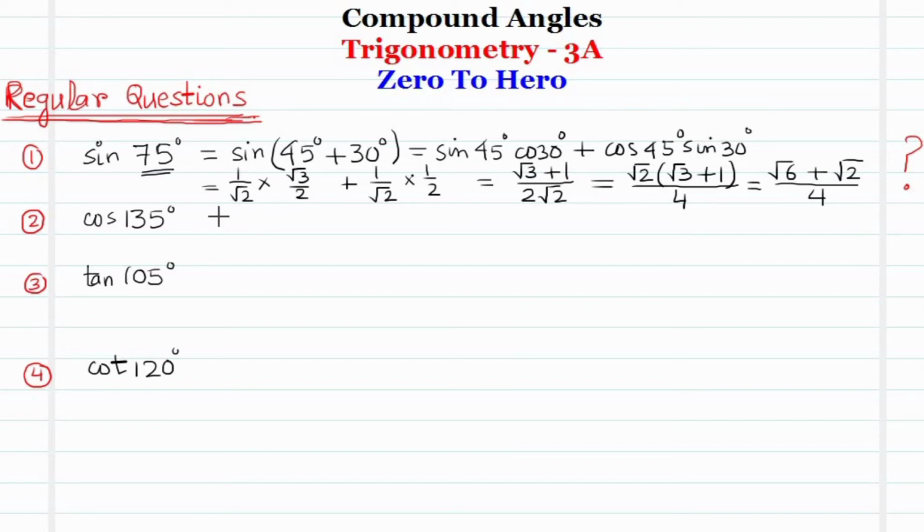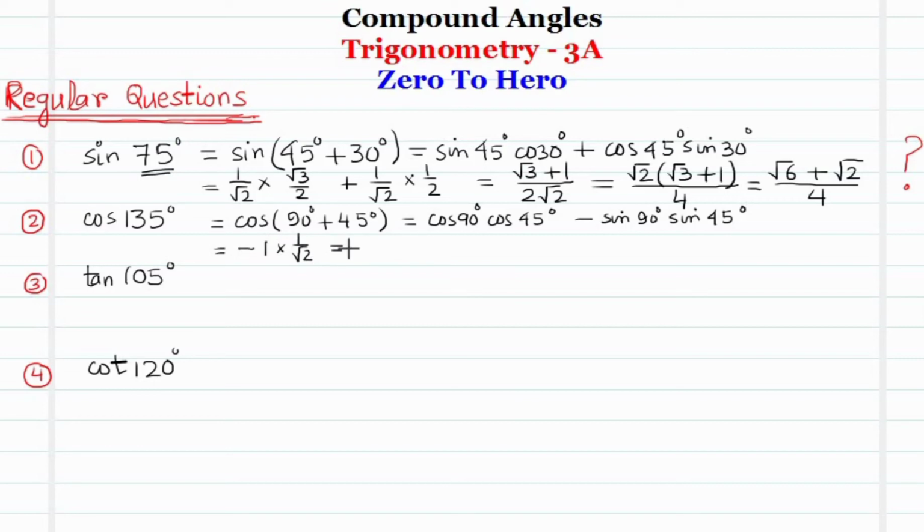Proceeding to the next question, that is cos 135 degree. We can write it like this: cos of 90 degree plus 45 degree. What is the formula for cos of A plus B? The formula is cos A cos B minus sin A sin B. Here cos 90 is 0, cos 45 is 1 by root 2, so the first term is 0. And what about the second term? The second term is sin 90 which is 1, and sin 45 which is 1 by root 2. So if we rationalize it, root 2 by 2 is the answer. Do you have a question to ask over here? If yes, very good. If no, I have something to ask you.